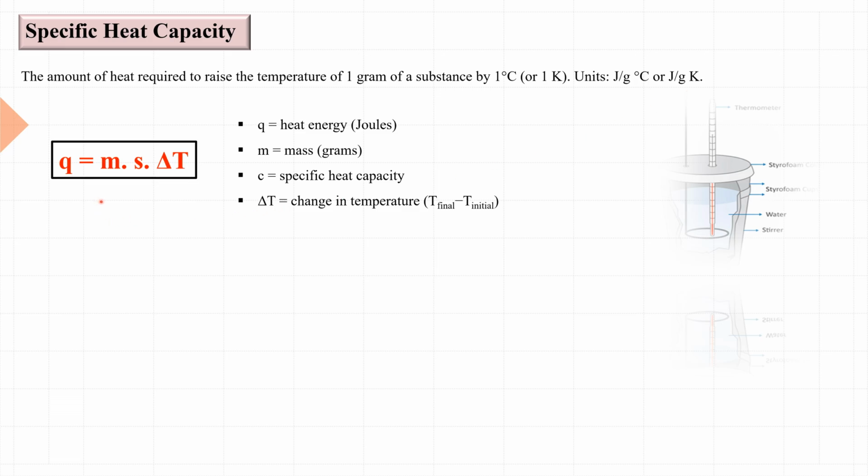Q is equal to m times S times delta T. Q we call the heat energy, heat absorbed or heat released by a substance, measured in joule units. M is the mass of the substance, usually measured in grams. S is specific heat capacity, in joules per gram per degree Celsius. Delta T is the change in temperature, usually measured as final temperature minus initial temperature. So Q equals m S delta T is the most commonly used equation in these heat transfer calculations.